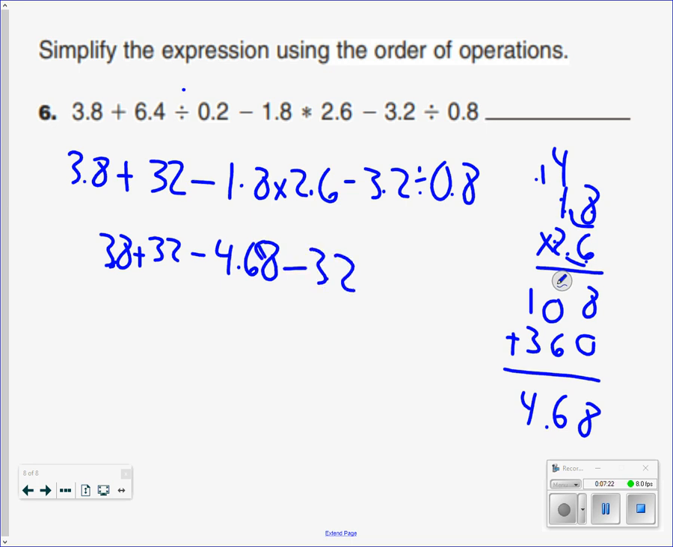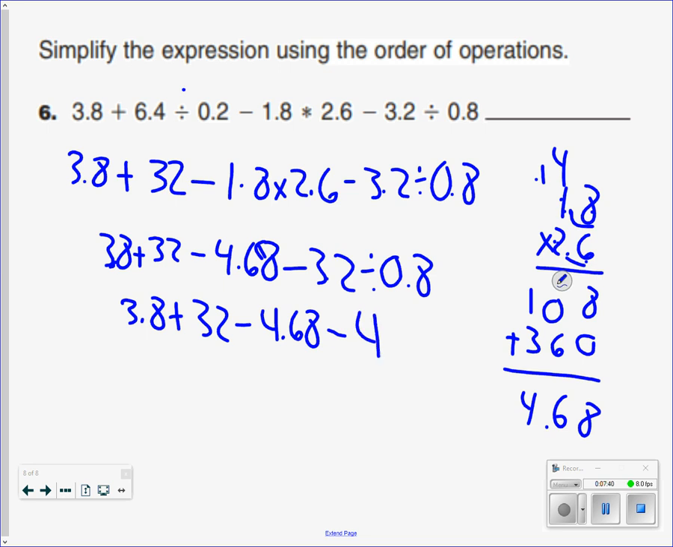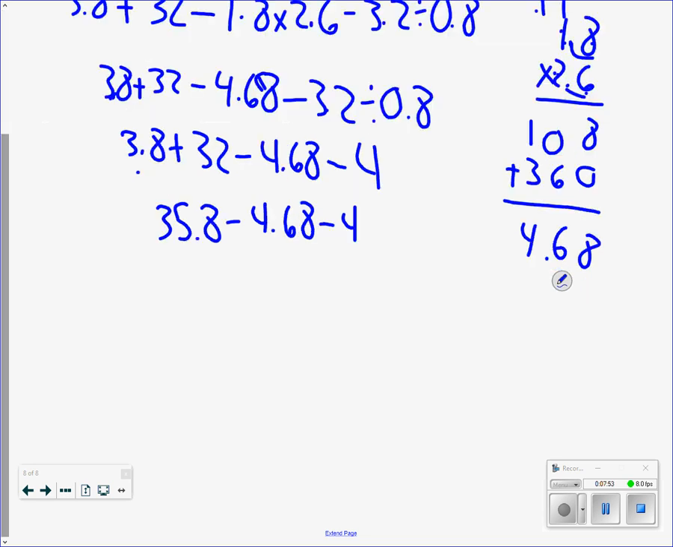Minus 3.2 divided by 0.8. Keep going, I have 3.8 plus 32 minus 4.68 minus 3.2 divided by 0.8. It's the same thing as 32 divided by 8, so we get a 4. 3.8 plus 32 gives me 35.8 minus 4.68 minus 4. Extend this page a little bit to give us some more room. 35.8 minus 4.68.